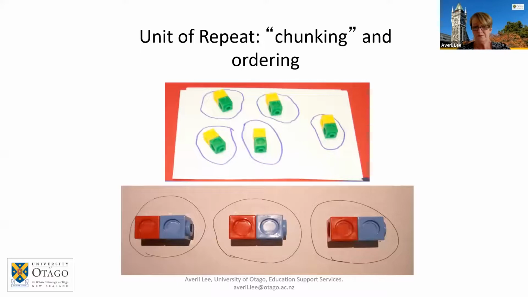So one of the things, talking about repeat, is about recognizing and being able to pull apart a series of blocks and say, this is the piece that gets repeated over and over and over. You can either use this by separating them and putting circles around them so that they can actually see this unit of repeat, or if you've got it in a long line and they're all joined together, you might ask the child, where does your pattern start to go again? Where does the repeat happen?